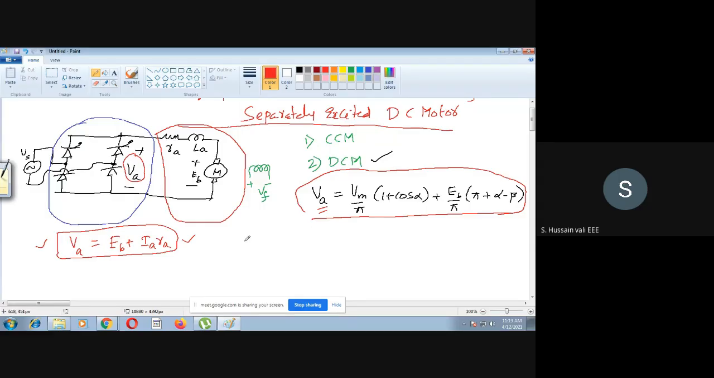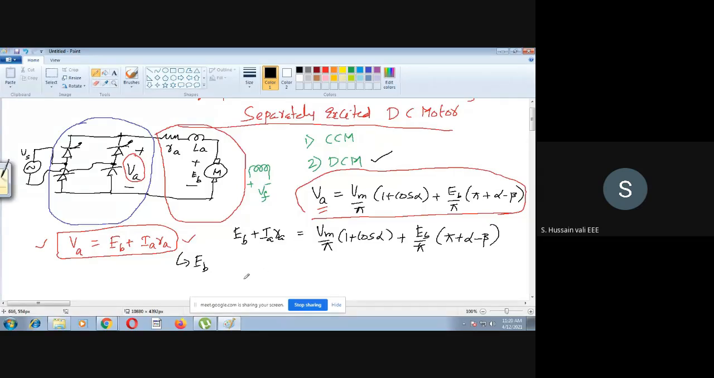So both are the same. Then what we are going to do is equate both these equations. Then what we will get is EB plus IA RA is equal to Vm by pi into (1 plus cos alpha) plus EB by pi into (pi plus alpha minus beta). This we got. From this expression I would like to know what is EB. So we will take EB to one side, and the remaining terms to the other side.